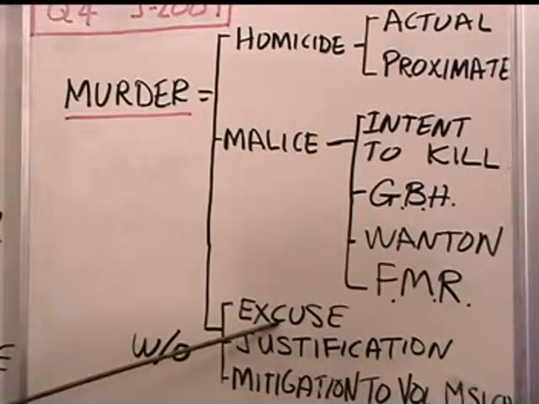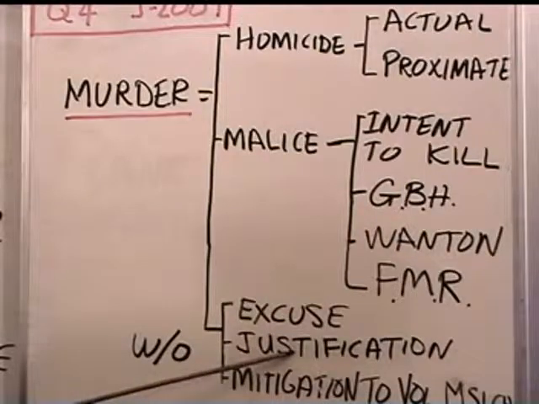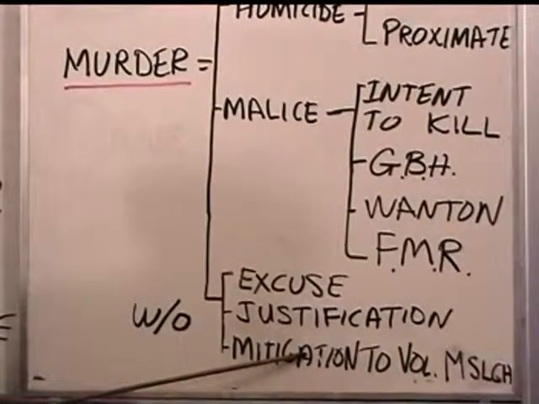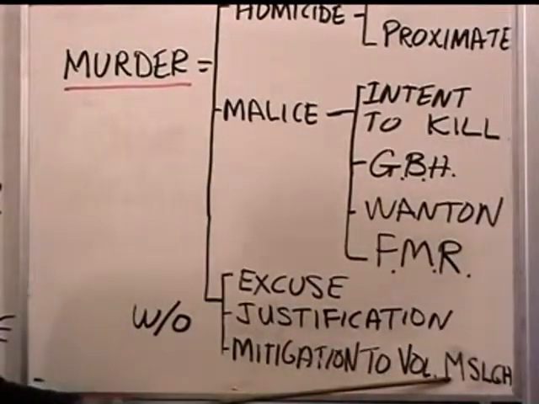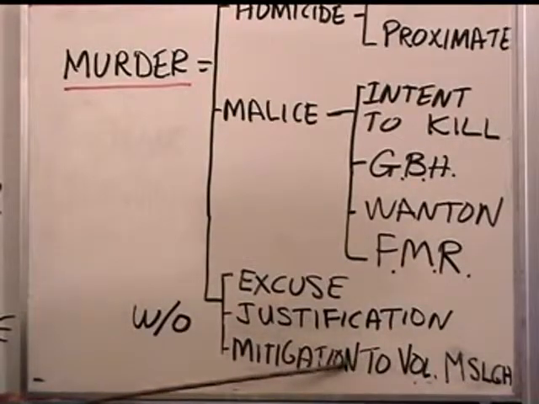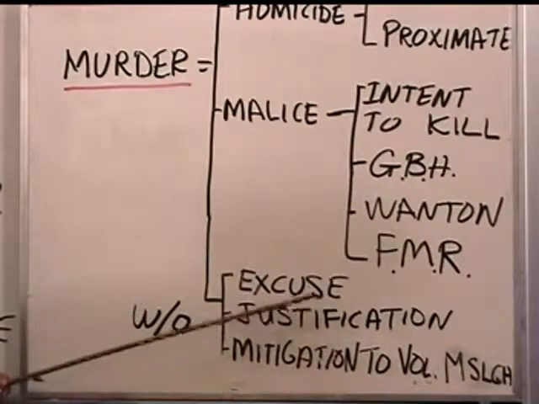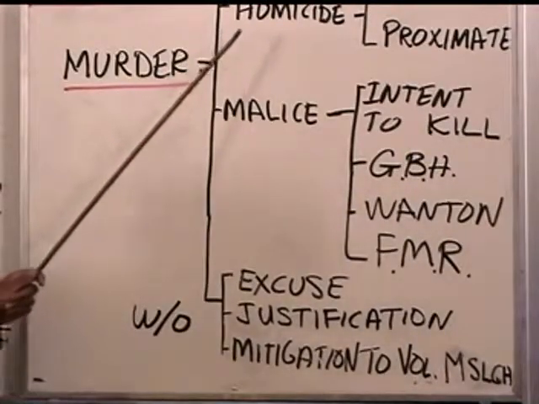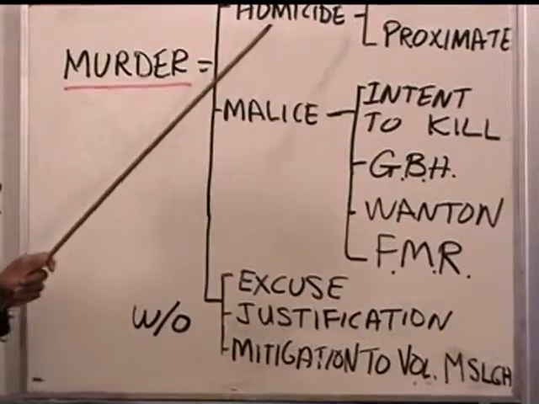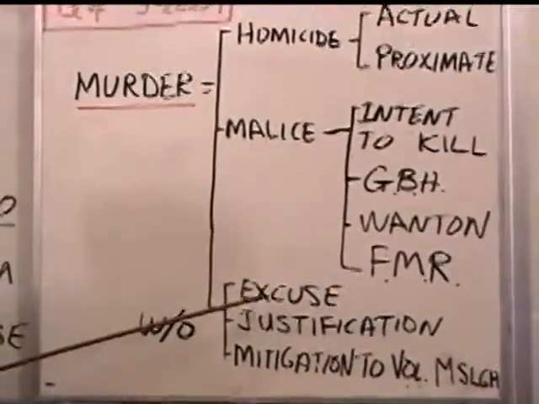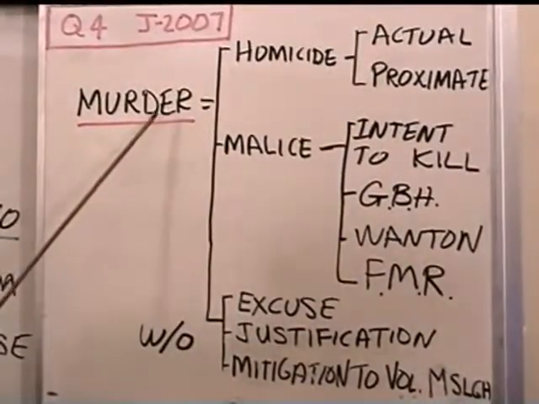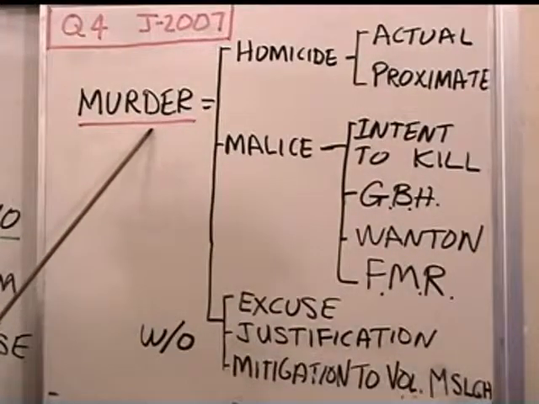Excuse is a total defense, justification is a total defense, and mitigation is a partial defense, because you would mitigate what would have been common law murder down to voluntary manslaughter if you meet the requirements for mitigation. So these are total defense, partial defense. So then murder is defined as the actus reus with the mens rea without the defenses. That makes sense. So in our case, the question is, is Dan guilty of murder?